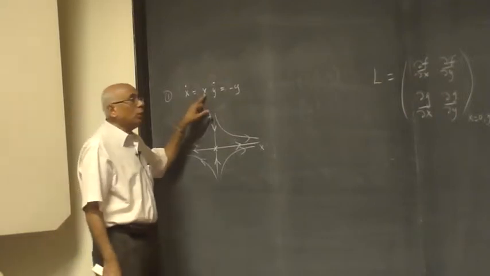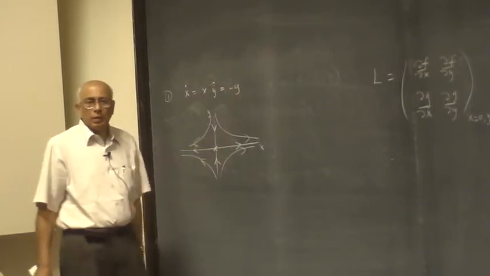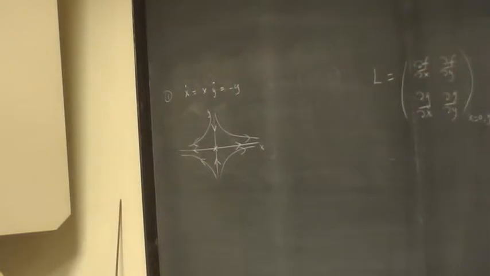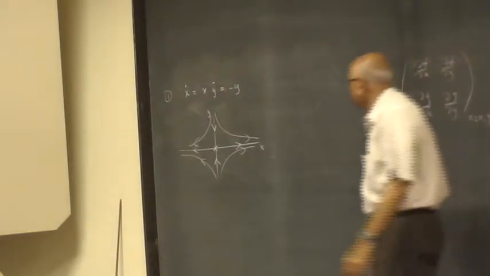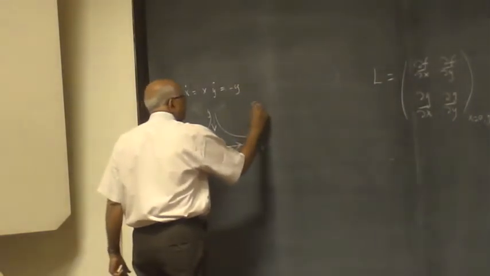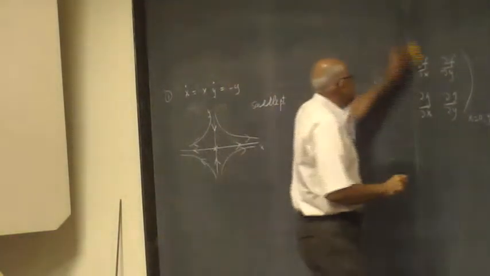But if this went like 2x and that went like minus y, then it would no longer be rectangular hyperbolas. It would look hyperbolic, but it would not be rectangular hyperbolas of this kind. So this thing here is called a saddle point. And we can start classifying. So let's do that.